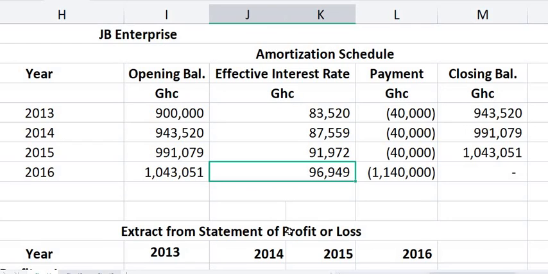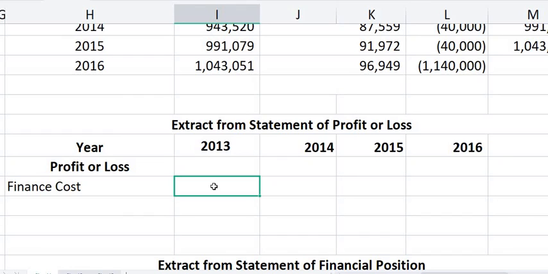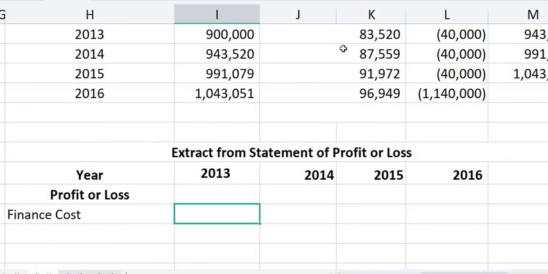Let's quickly move to how it is going to be shown in the statement of profit or loss. Since it is a financial liability, the effective interest rate will be classified as a finance cost. In other words, it will be in brackets to be an expense, right? So we are going to have this as 2013, 83,520.